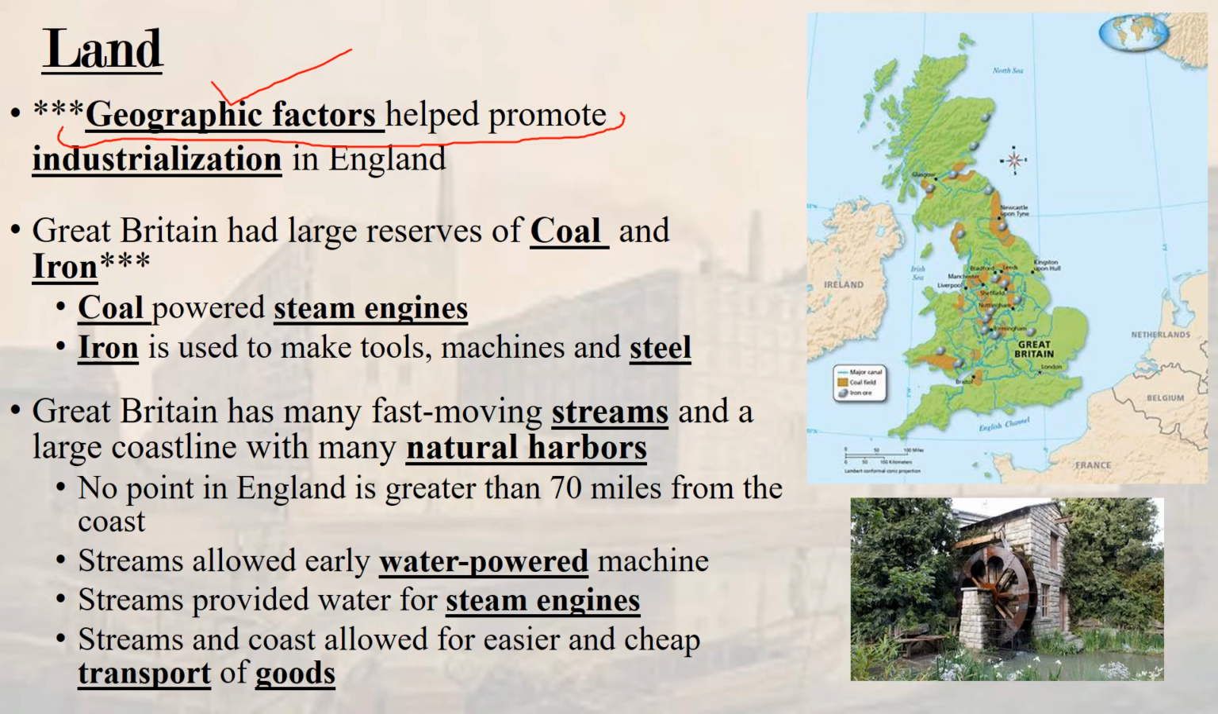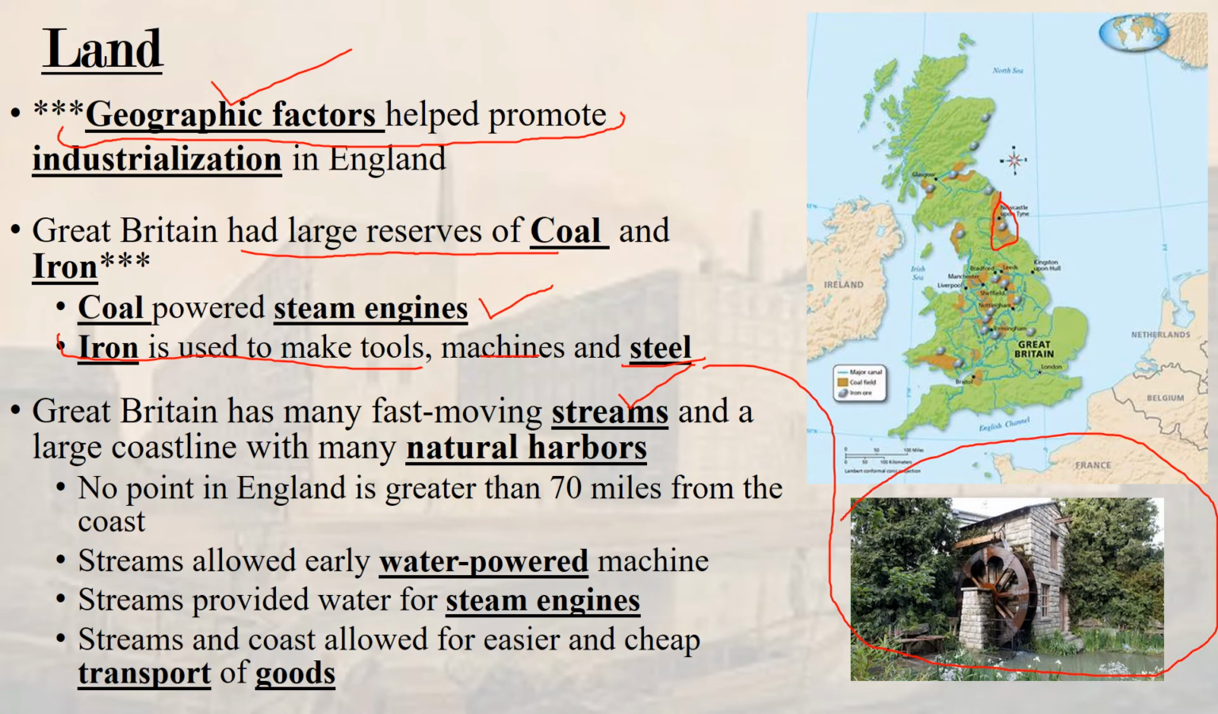Well, one, Great Britain had huge reserves of coal and iron. So coal will eventually power the steam engines that are the driving force of this early industrial revolution. And iron is used to make tools, machines, and eventually steel, which becomes synonymous with the industrial revolution as well. Great Britain also had many fast-moving streams, which really, the earliest machines weren't powered by steam yet. They were powered by water wheel. So these early industrial towns and factories had to be located near a river. And that also continues for a couple hundred years.